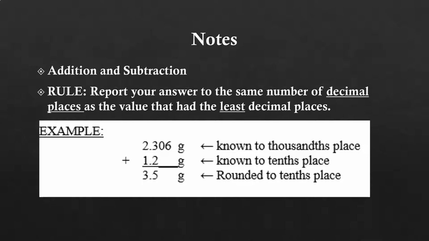For addition and subtraction, the major rule is that you report your answer to the same number of decimal places as the value that had the least number of decimal places. So we have two numbers here, and we're going to add them. The number of decimal places in addition and subtraction determines the number of decimal places in your answer. So we have one with 3 decimal places and one with 1 decimal place. The 1 decimal place is going to determine that our answer can only have 1 decimal place. And so it must have that 1 decimal place. If it was supposed to be 0, you would still write the 0.